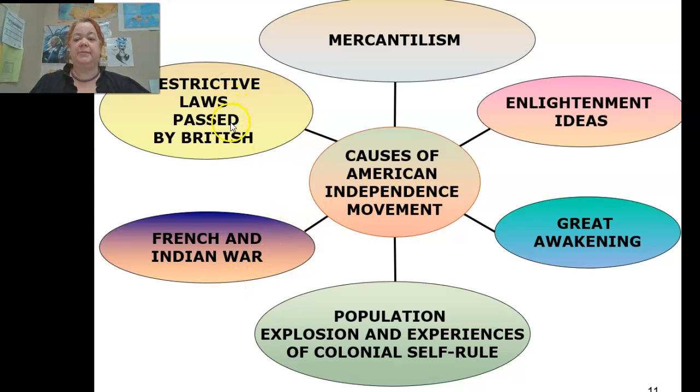So restrictive laws passed by the British, not happy about that. You're telling me who I can hire on my ships. You're taxing me. In the French and Indian War. And there's also a population explosion. And these guys have been self-ruling, basically. We've been free. We've been ruling ourselves. And suddenly you want this.